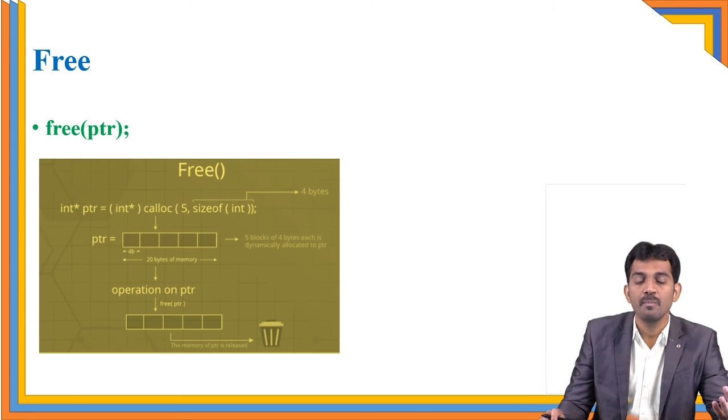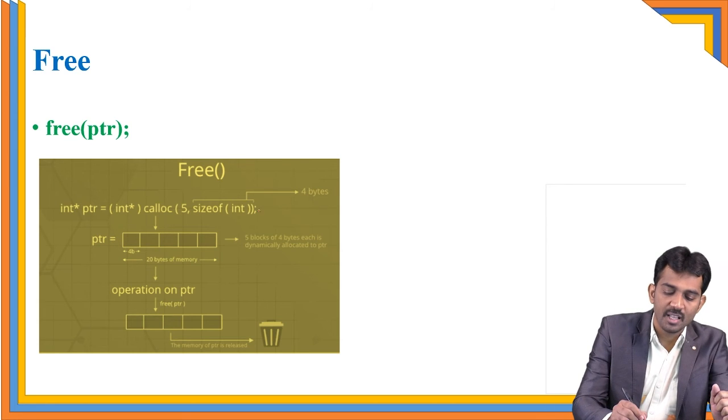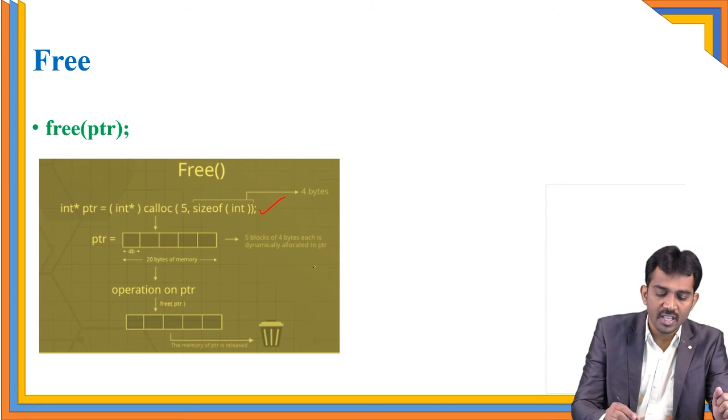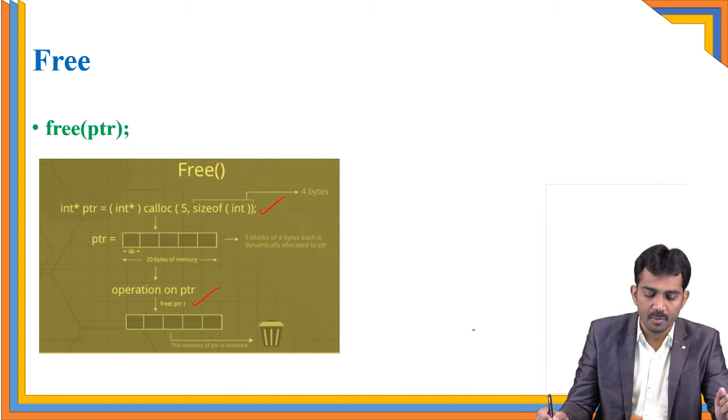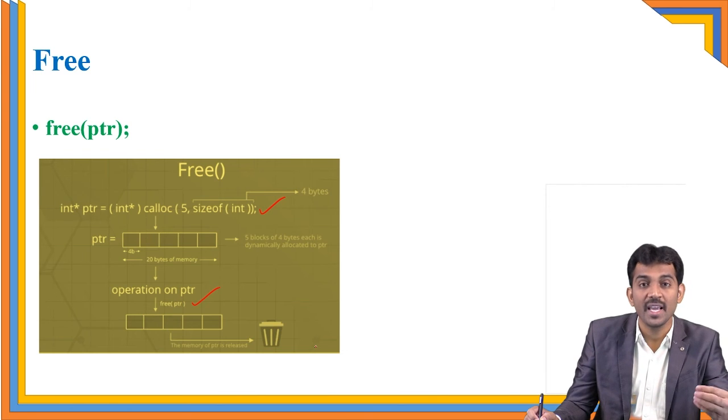And the final memory function is free. See, free, already you have seen. Free is going to deallocate your memory. For example, you allocated the memory here, right? After this, you just apply free of ptr. Free of ptr means the memory of ptr is released. Whichever memory you allocated, it is going to release all the memory. That is the purpose of the free function, right?